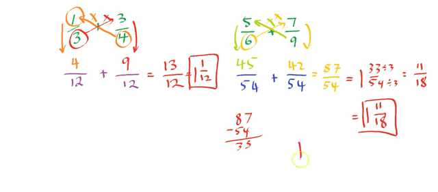If you ended up with 1 and 33 over 54, that is correct, but it isn't as simplified as 1 and 11/18. But this is the best final answer.